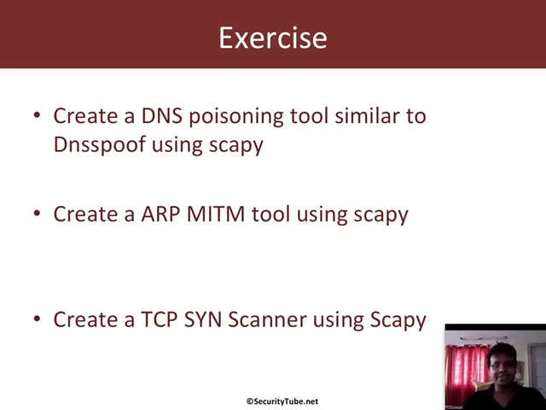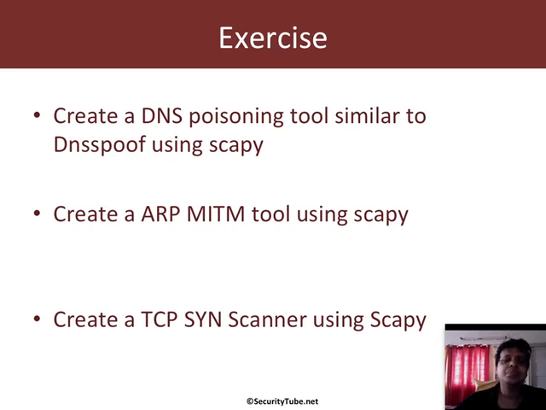Now for the exercises, create a DNS poisoning tool similar to DNS spoof. If you don't know what that is, Google for it. It's part of Backtrack, a couple of other distributions as well. Using Scapy programmatically, then create an ARP MITM tool. Basically, the whole idea is you should feed 2 IP addresses to it, and it should go ahead and do an ARP-based layer 2 MITM where it sends forged requests to both of these machines and ensures that the traffic is routed through you.